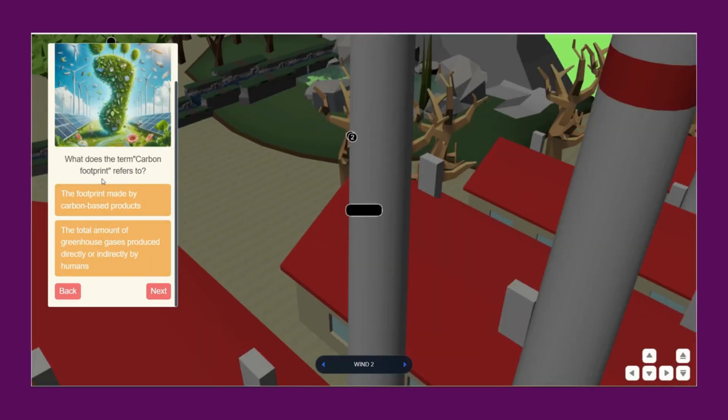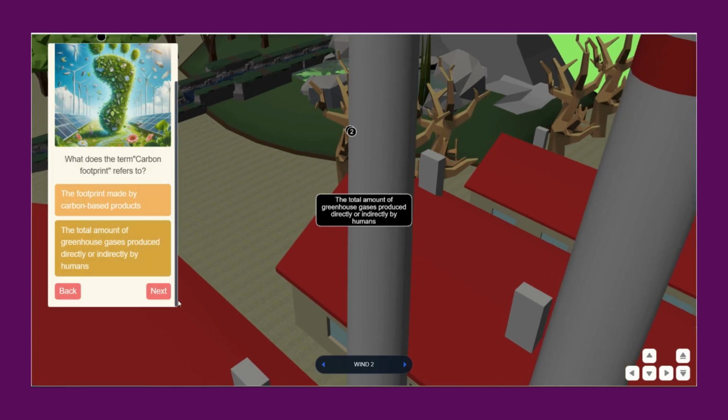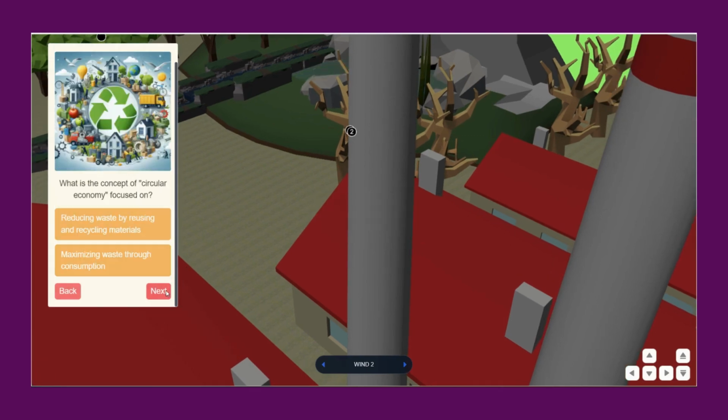What does the term carbon footprint refer to? Footprint made by carbon-based products, or the total amount of greenhouse gases produced directly or indirectly? Yes, it is very important. It is the total amount of greenhouse gases produced directly or indirectly by humans.